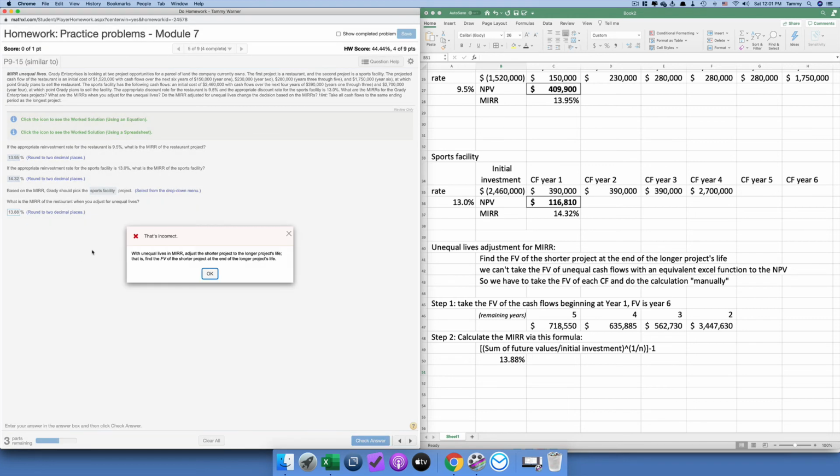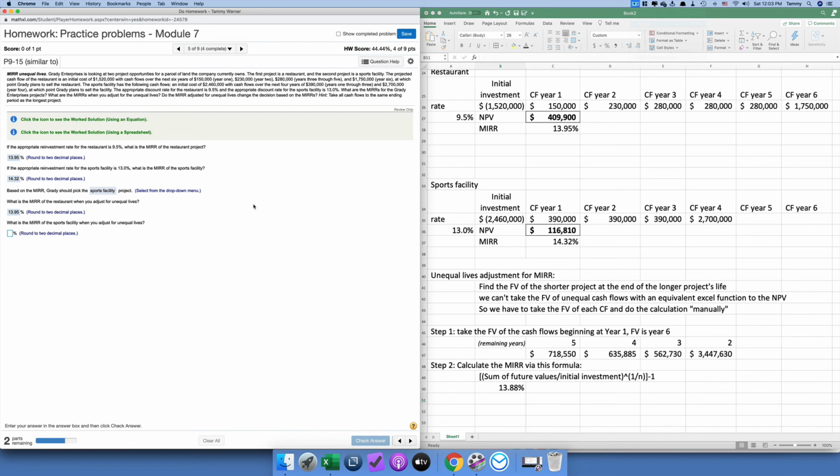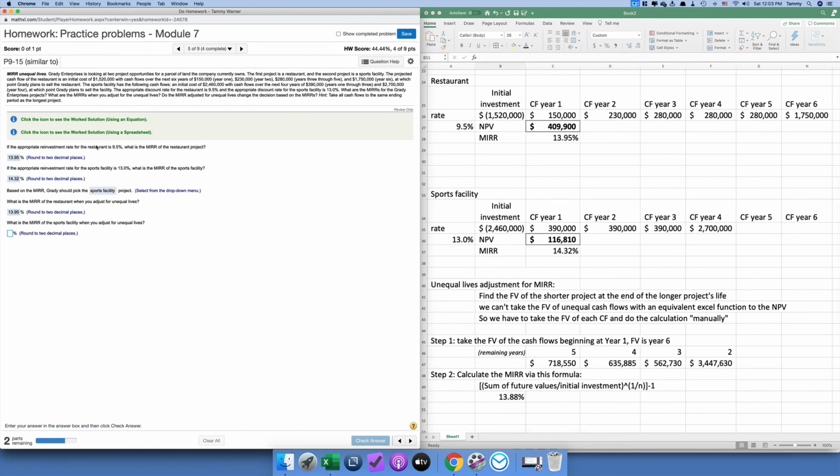And, oh, come on. Okay, I can't go backwards and fix a mistake, so I'm just going to talk you through what I did wrong there. What I did wrong was I didn't read the question. This first one asks what's the MIRR of the restaurant when you adjust for unequal lives. And it doesn't change, because you don't adjust it for unequal lives. The MIRR for the restaurant is the same as it was, 13.95. The MIRR of the sports facility, however, is going to be that 13.88, which is right.